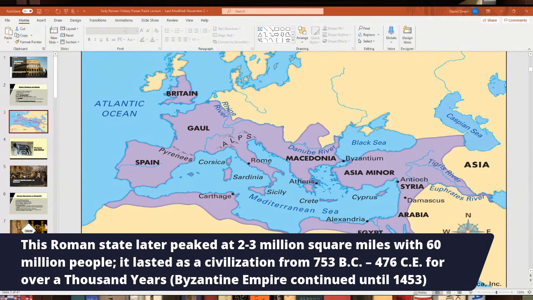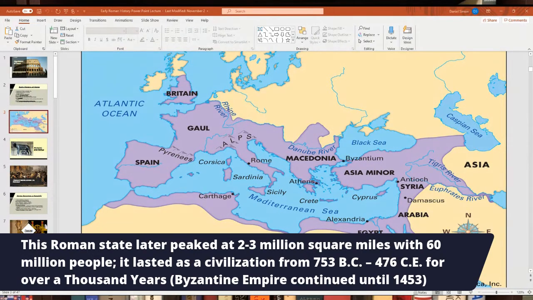The civilization itself peaked, you can see, from 753 to 476. That's typically the period of what they call the Roman Empire, which is about 1,200 years or more. Although the empire does keep going later, with what they call the Byzantine Empire that continues in the east, mostly around Turkey and Greece, and that goes up to 1453.